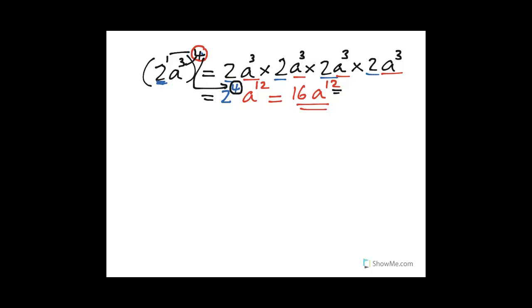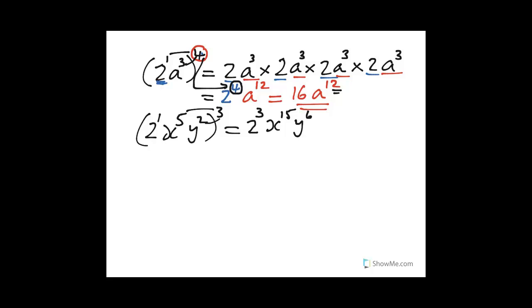Okay? Now, there's some misconception. I'll just do one more on this one. Suppose it's 2x to the power of 5 y squared, all cubed. The power of the 2 is 1. 1 times 3 is 3, so it's 2 to the power of 3. The x component is x to the power of 5 raised to the power of 3. 5 times 3 is 15. And the y squared to the power of 3, 2 times 3 is 6.